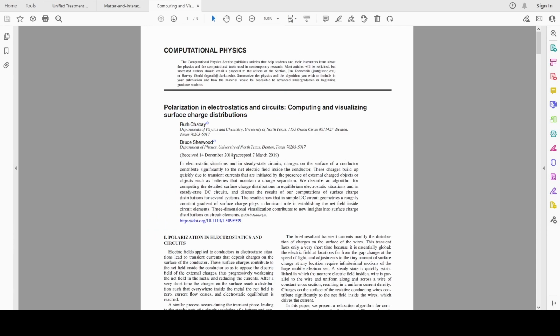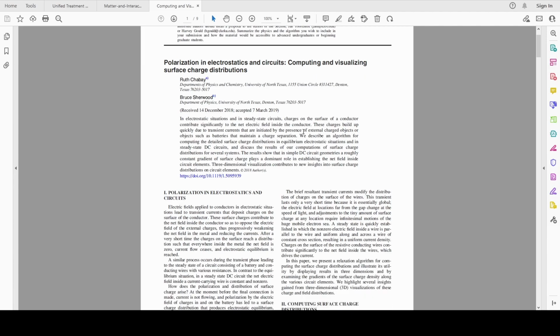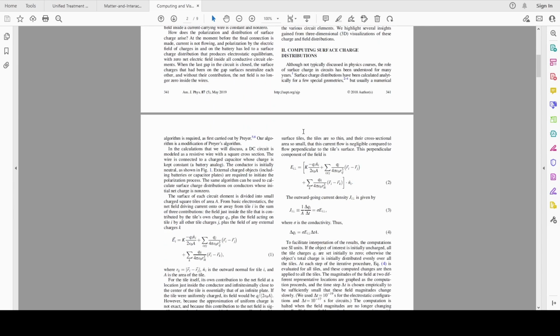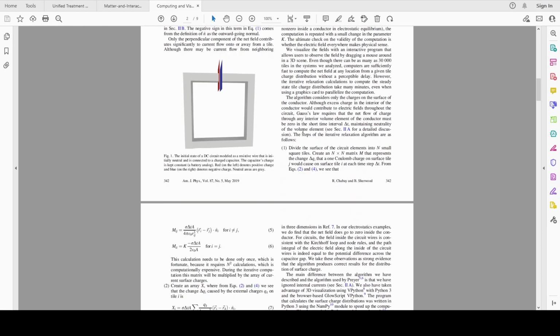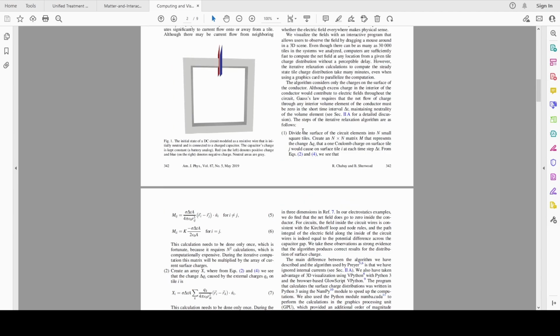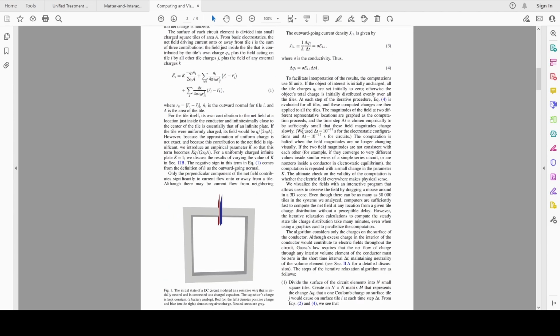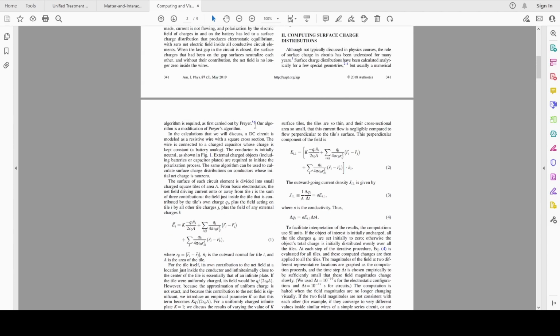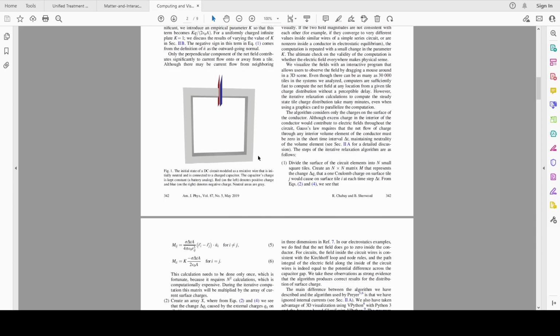It's actually fairly recent, 2018, 2019. It's called Computing and Visualizing Surface Charge Distributions. And it turns out that it's a non-trivial thing to do, and to do it analytically is pretty much impossible for very complex geometries. You can do it for some very simple geometries. So they're using a numerical method that's a modified version from the paper by Pryor here, and they're presenting this somewhat novel method of calculating these surface charge densities.